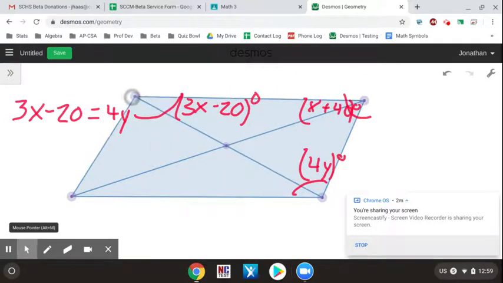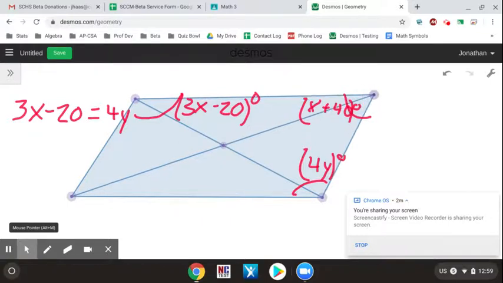Sorry, I kind of moved the parallelogram accidentally. And then what I can do is take this angle right here, my x plus 40, and say it is adjacent to this. Adjacent means next to. So this angle here I'm marking in blue, and this other angle here I'm marking in blue are adjacent. They are next to each other.